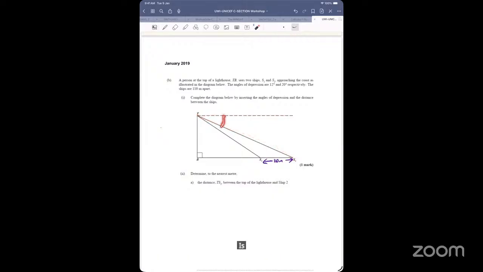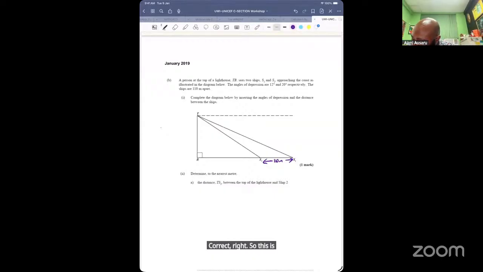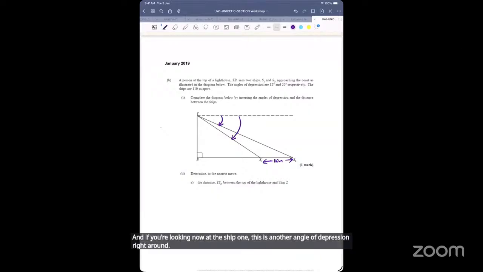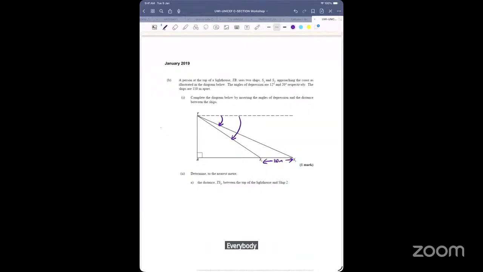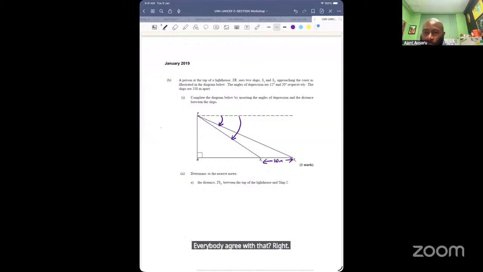Is it this? Under T, from the line of sight. Yes, that's the angle of depression looking down to ship 2, right? Correct. So this is one angle of depression right here. And if you're looking down to ship 1, this is also another angle of depression, right or wrong? Everybody agree with that? All good. So where should I put the 12 and where should I put the 20?